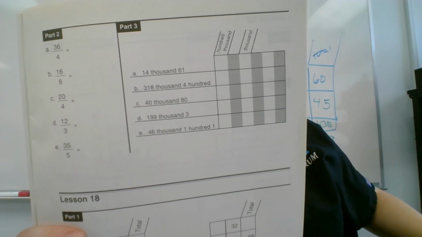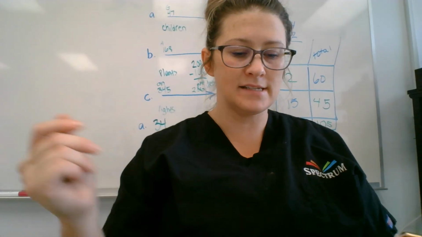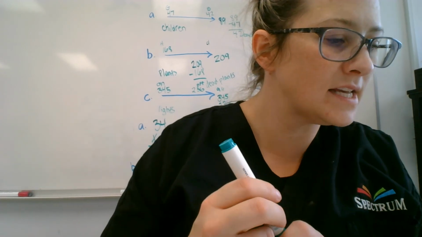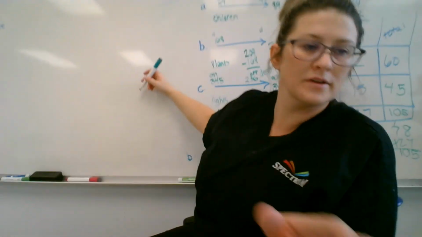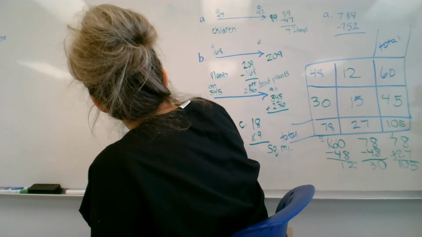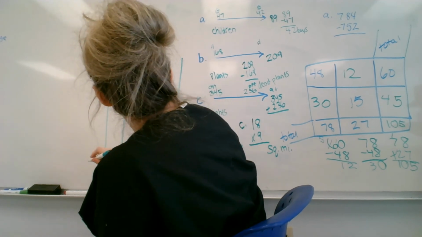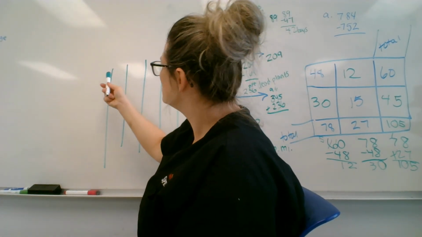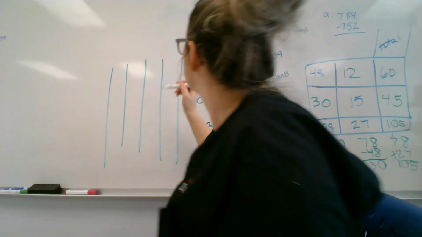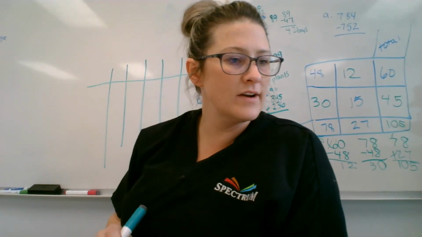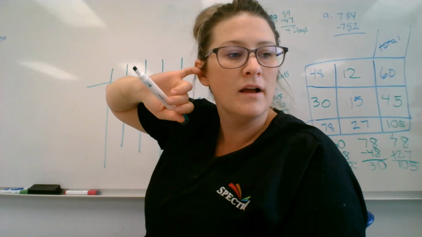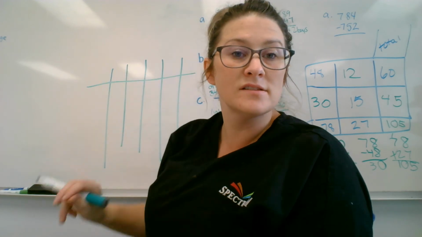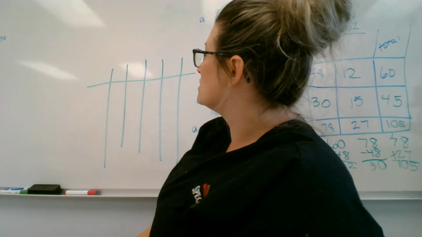Read description A and write the numeral. Okay, so description A says 14,061. Well, I'm going to try and write this down really quick. So they're nice enough to write 100,000 up here and thousands up here. All right, so 14,000. So it's not 1,400,000, it's just 14,000.